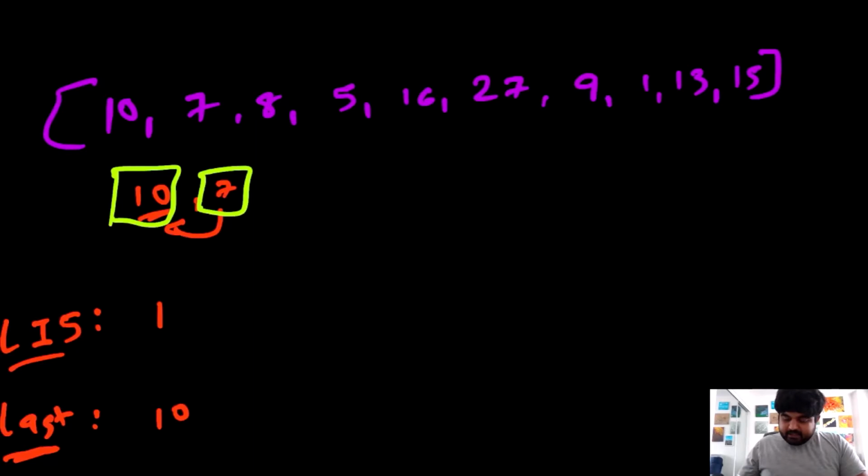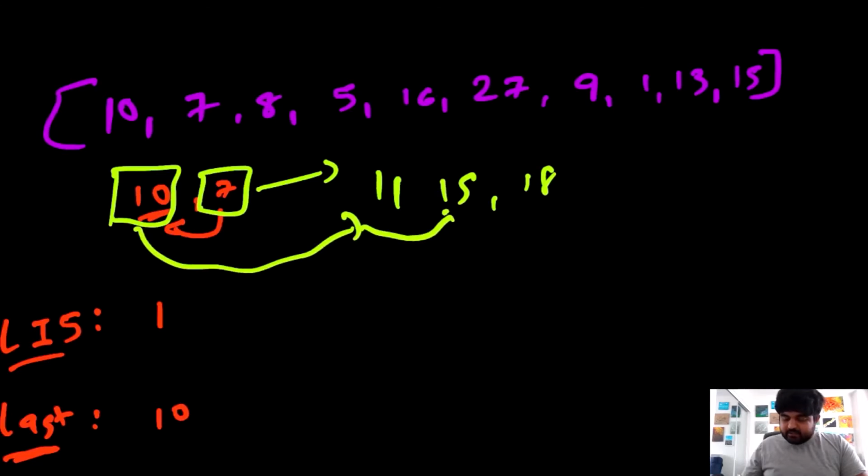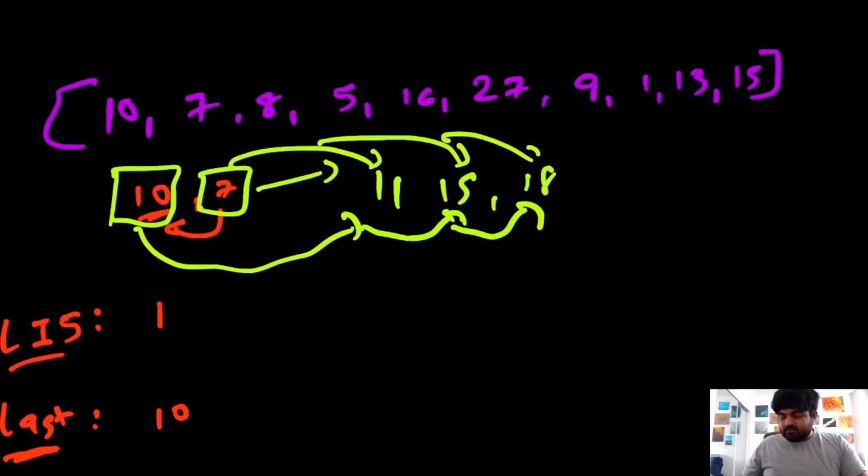But whenever we move forward, all the values that are greater than 10 will also be greater than 7, which means that suppose we have values over here like 11, 15, 18, and if we take them with 10, we would be able to create a longest increasing subsequence like 10, 11, 15, 18. But the same thing can be done for 7 as well. So it makes no difference which entry we keep.